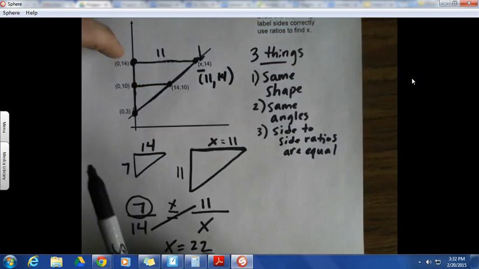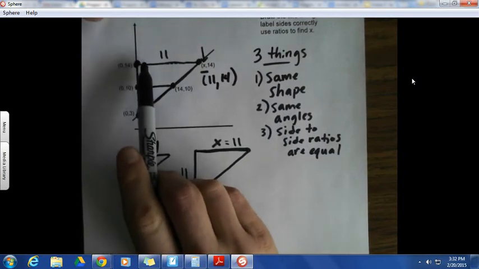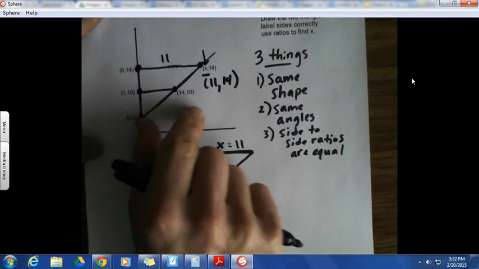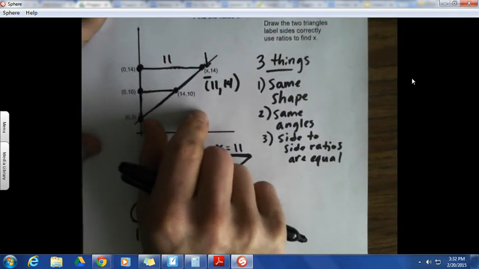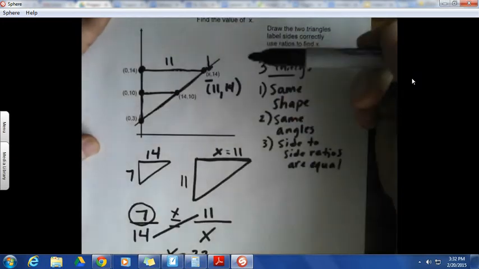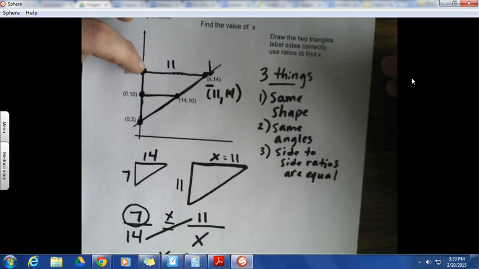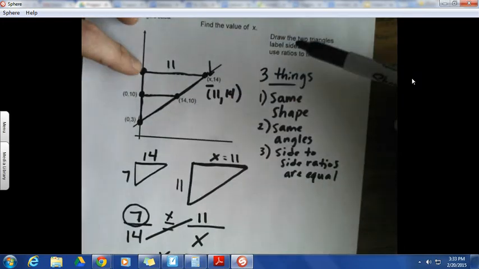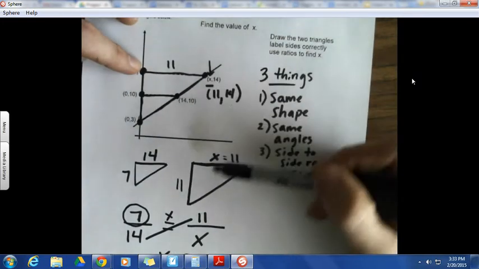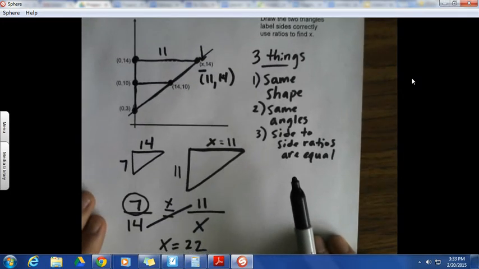Now if this whole shape was shifted over by 1 unit, x would equal 12. But since it starts right on the y-axis, x is going to be the same as your side length. Okay, so hopefully that was helpful.